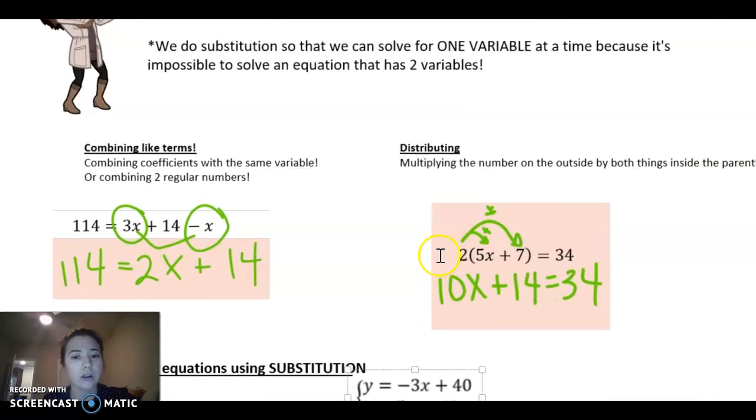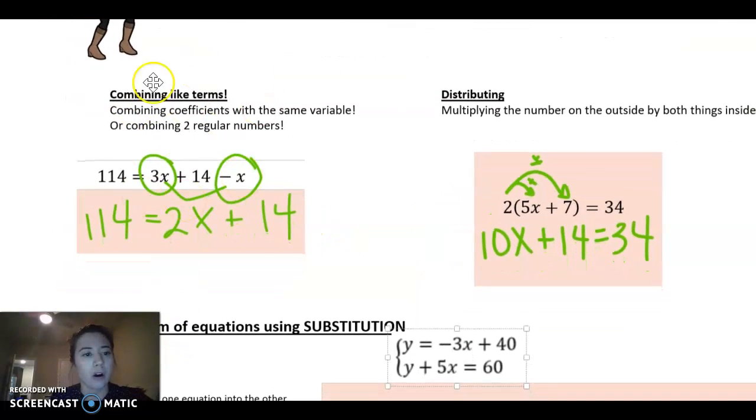A few things you need to remember for this lesson are combining like terms. So that means we combine coefficients with the same variable. So here we have a 3x and then a negative x. So we can combine those because they both have an x. So we have 3x minus an x to get us a total of 2 x's plus 14, and that equaled 114. And then from there you would solve for x. But the key here is how to combine like terms.